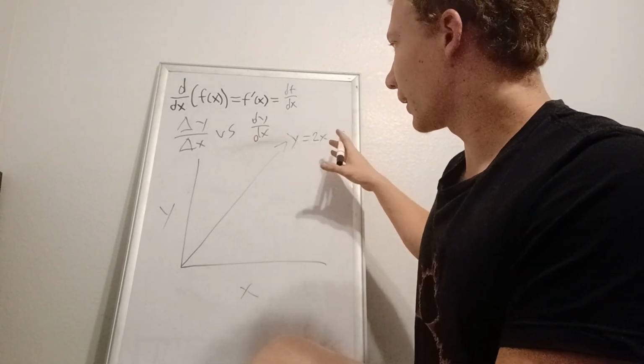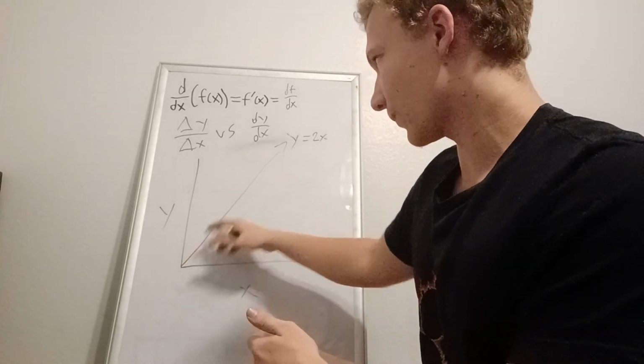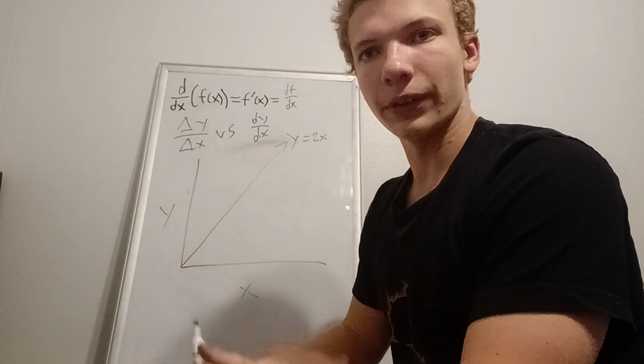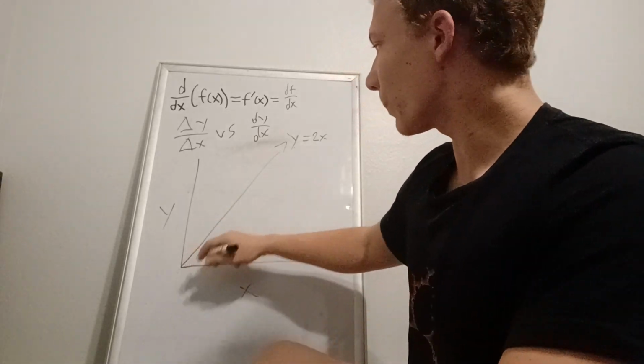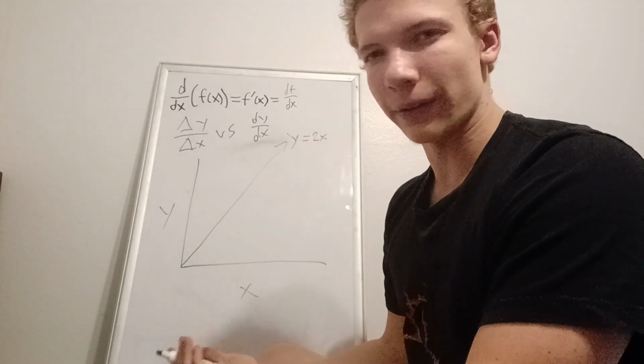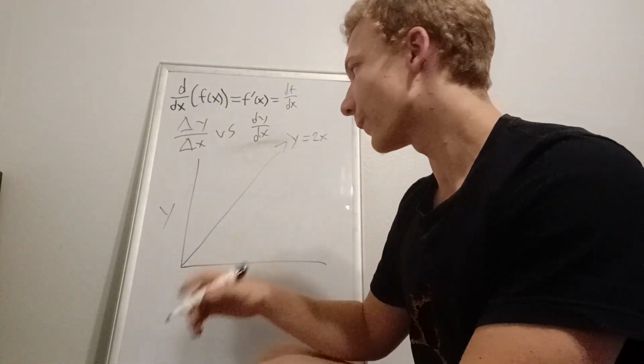We'll consider something like y equals 2x. This is a linear function, right? It's just a line. So the derivative of it is going to be a constant. In this case, it'd be 2, because the slope at any point is equal to the slope everywhere, because it's just a single line and it's just one slope, and that's 2.